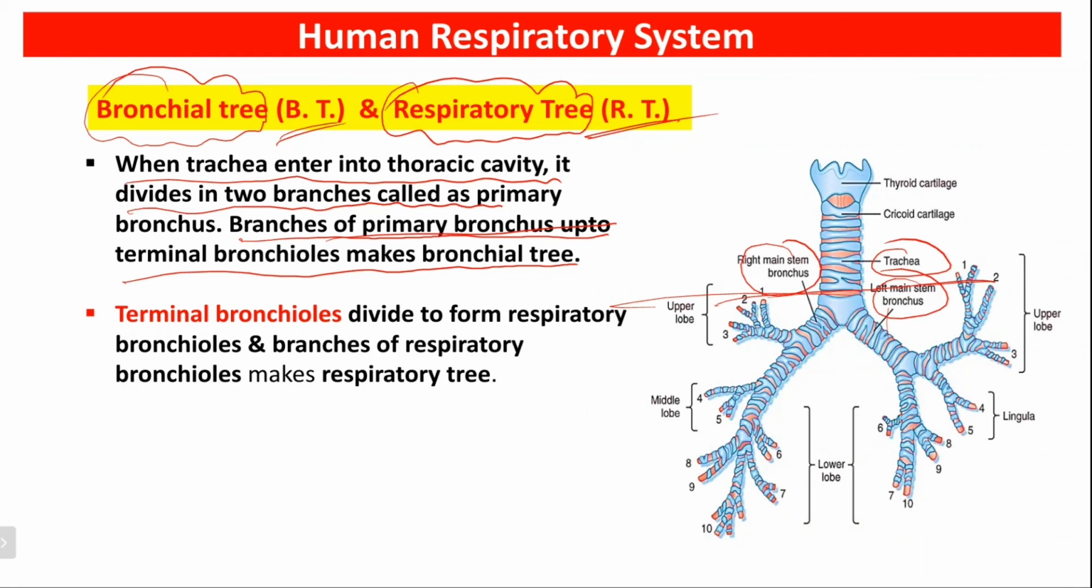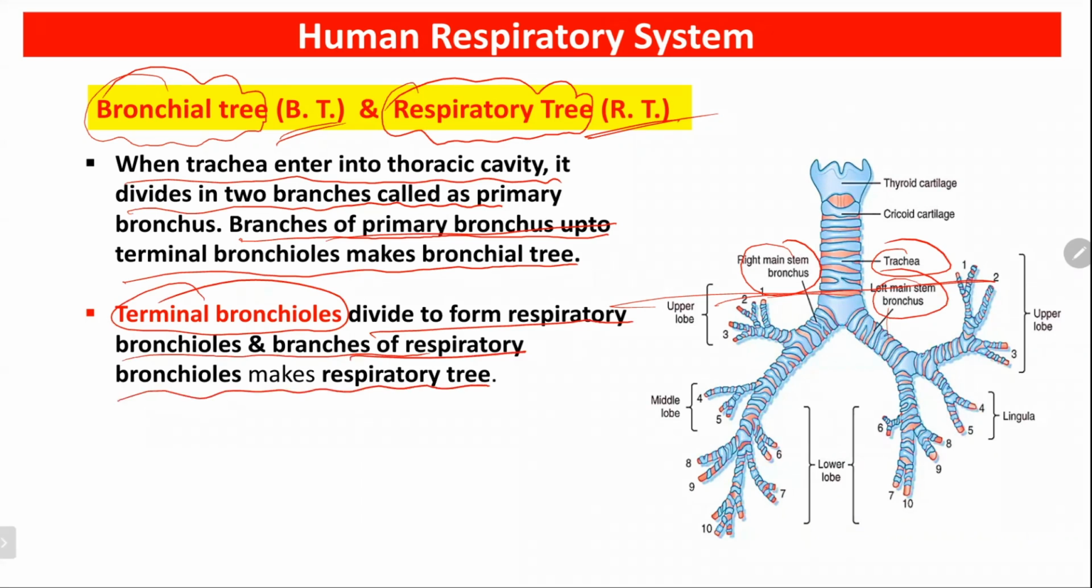Most important, it is very simple. Trachea, when it enters the thoracic chamber, divides into two primary bronchi. Trachea, primary bronchi, up to terminal bronchioles constitute the bronchial tree. Next, you see terminal bronchioles divide to form respiratory bronchioles, and respiratory bronchioles and branches of respiratory bronchioles make what?